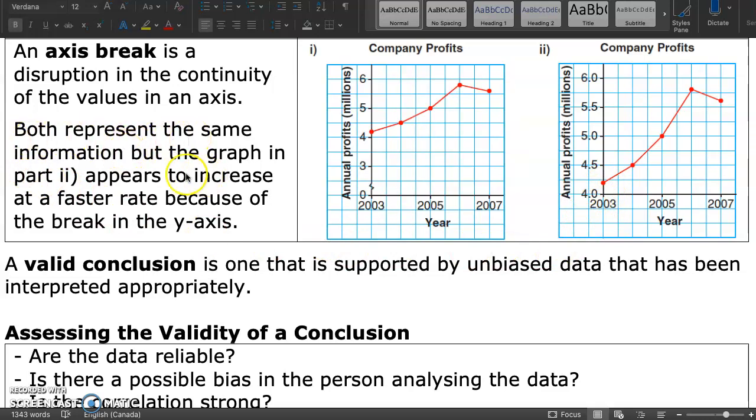Both represent the same information, but the graph in part 2 appears to increase at a faster rate because of the break in the y-axis. So because we see the majority of the y-axis here, just talking about this segment here, the rate of change appears more gradual than this right here. The slope appears higher. But that feature of a graph can be misleading or create the illusion of a rapid change in growth.